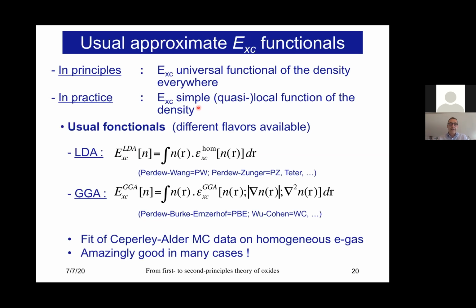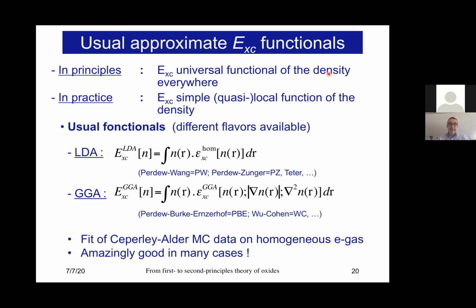And so the next step is to find an approximate functional. And as I told you, and this is very important, EXC should be a universal functional of the density everywhere. So it's a universal functional. So I might not say, okay, there is one functional for one material, another functional for another material. No, I know it is a universal functional. But the complexity is that it should depend a priori on the density everywhere. So it can be a very non-local functional.